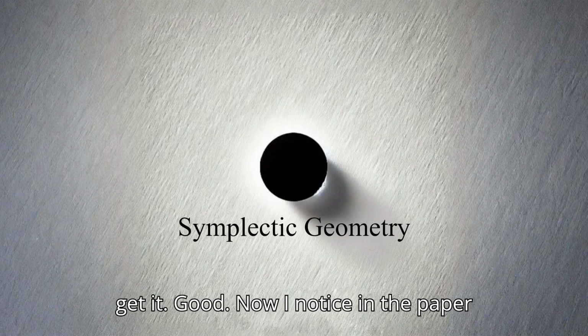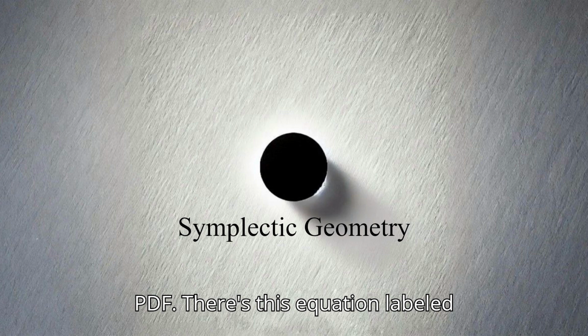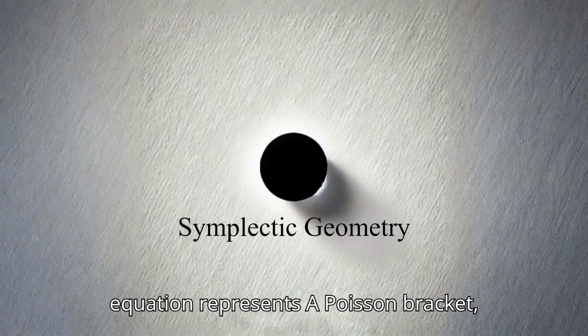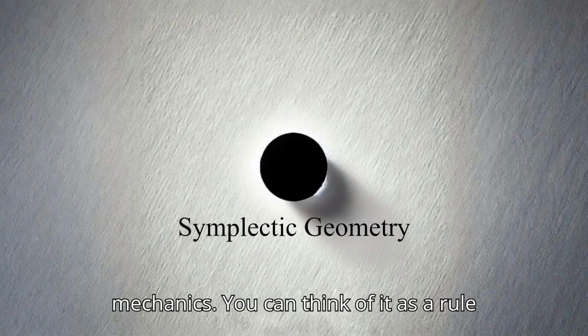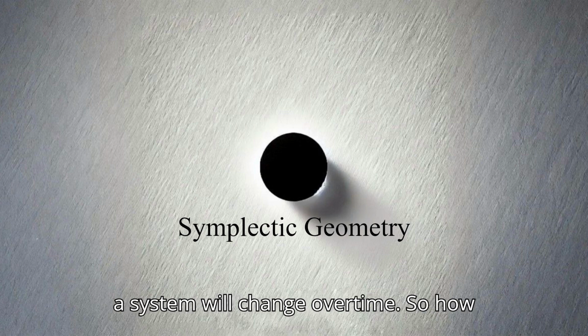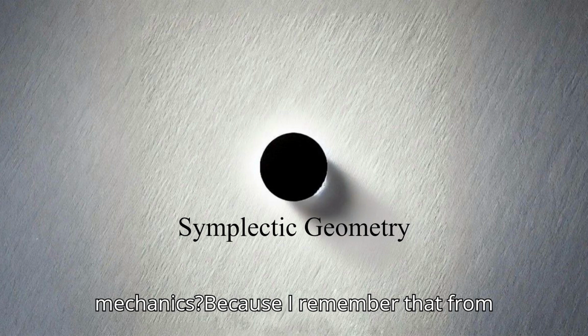Good. Now, I noticed in the paper, PRX Quantum 5.020309.pdf, there's this equation labeled 2.29. Is that an example of a symplectic form? You're right on. That equation represents a Poisson bracket, which is an essential tool in symplectic geometry. And it's a close relative of something called Hamiltonian mechanics. You can think of it as a rule that tells us how different quantities in a system will change over time. So how does all of this tie into Hamiltonian mechanics?